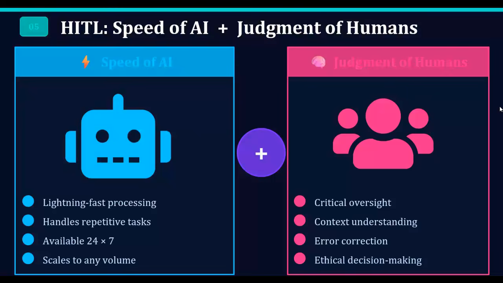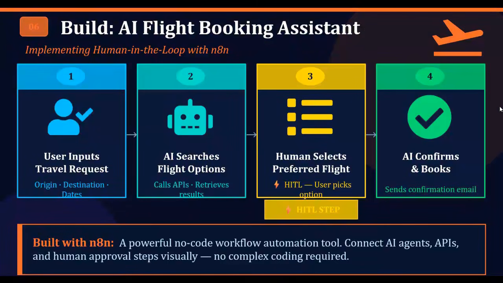Now we are going to implement human in the loop by building an AI flight booking assistant using n8n, where the user inputs a travel request. AI searches flight options. Here, in the third step, we will implement HITL, human in the loop. The human selects, meaning approves or rejects the options given by the AI. If approved, AI confirms and books the flight. That we are going to build and implement now. Let's jump to n8n.